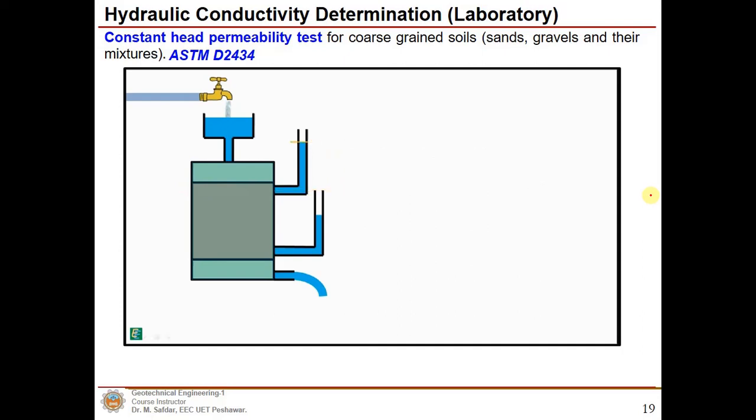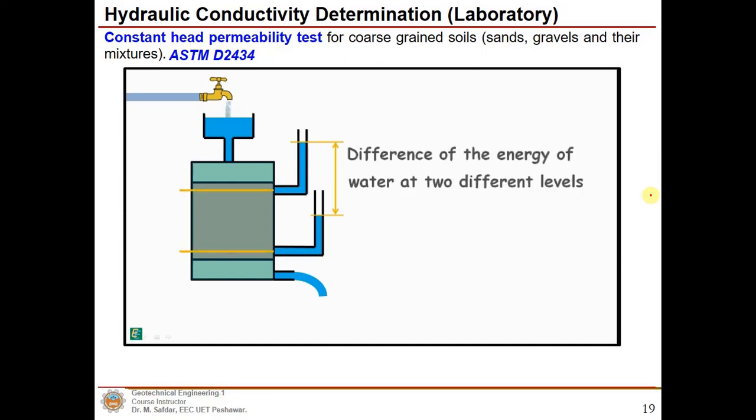The difference of the heights of the water level in these two manometers is the difference of the total energy of the water at these two levels in the soil sample. This difference of energy of the water drives it to flow in the soil from one point of high energy to the point of low energy.